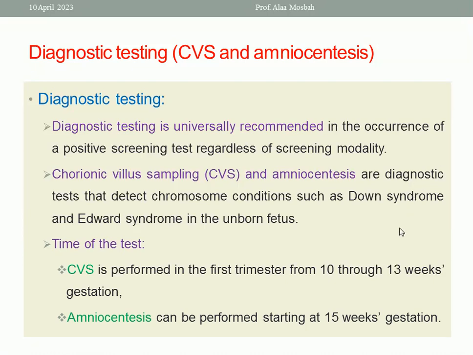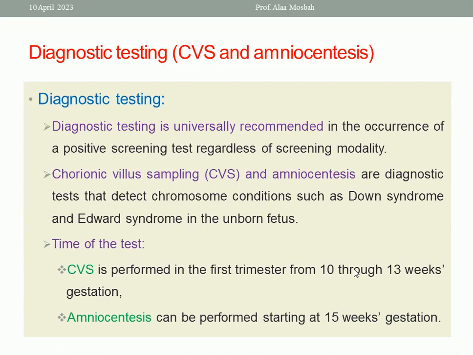Okay, a diagnostic test is universally recommended in the event of a positive screening test, regardless of screening modality. Chorionic villus sampling and amniocentesis are diagnostic tests that detect chromosome conditions in the unborn fetus. Okay? At what time are you going to do the test, which is the gestational age? Chorionic villus sampling is performed in the first trimester, from 10 through 13 weeks gestation.